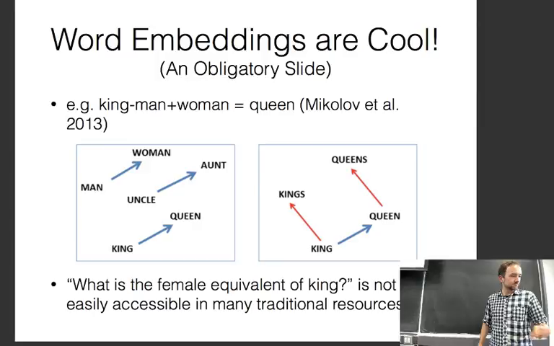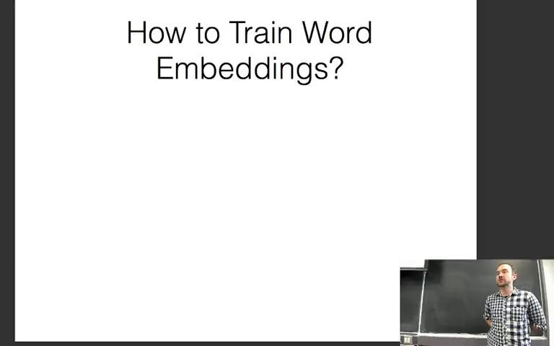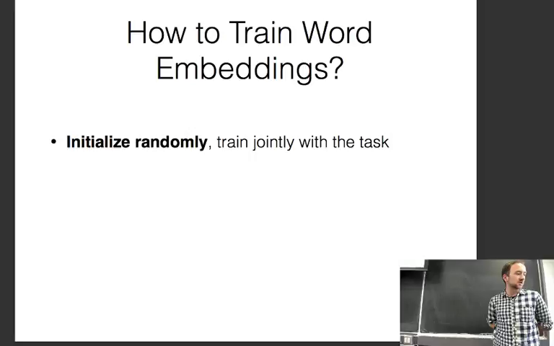So how do we train word embeddings? How do we get word embeddings for whatever application that we'd like to do? There's a lot of different ways. These were covered. A very common way to do it is to initialize randomly and then train jointly with the task that we care about. This means we don't have to do any extra work. And we just train them like the language model that I talked about before.